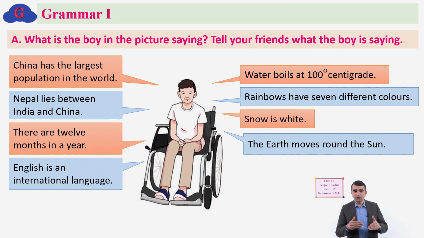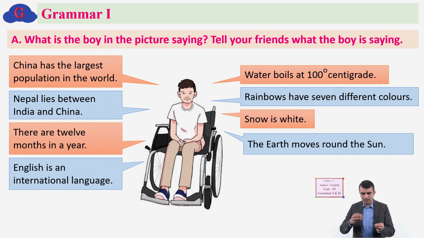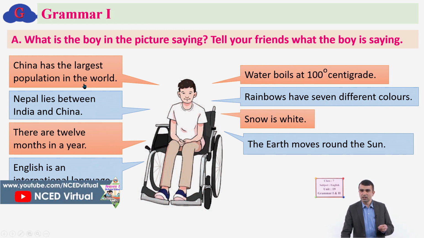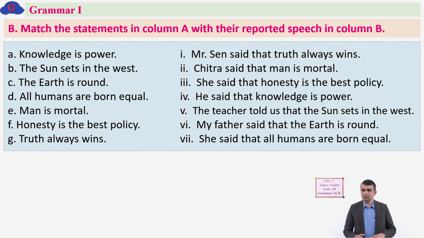Now we are going to report them. Reporting means one person hears somebody saying something, and tells it to another, third person. So that is reporting. Here you should know that these are facts. Now we will try reporting them after this. Well, now next, activity B.